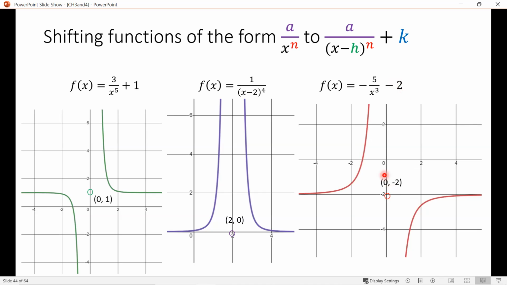And unlike our other graphs where if our inputs are negative, our outputs are negative, and inputs positive, outputs positive, we're switched because of this negative sign out in front.